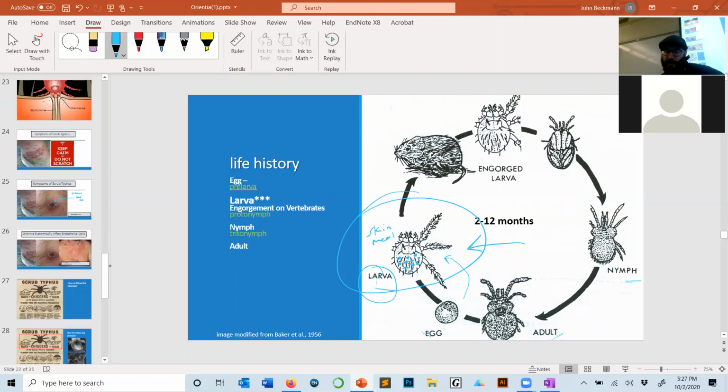Other points worth mentioning are that the life cycle is 2 to 12 months. So again, this is not a fast organism to grow in the lab. Another reason why it's difficult. And it is small, and that does contribute to why it's difficult to work with in the lab.